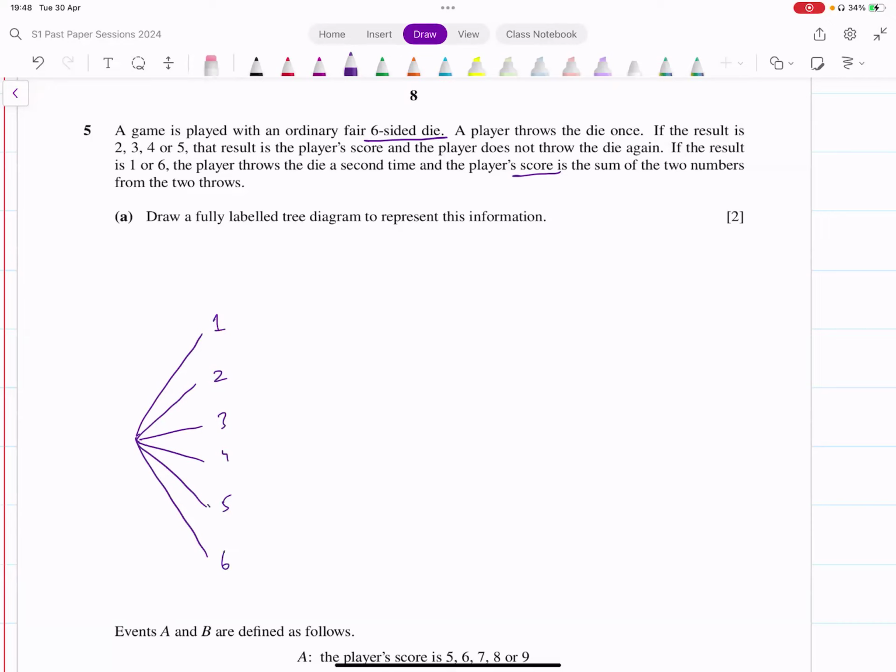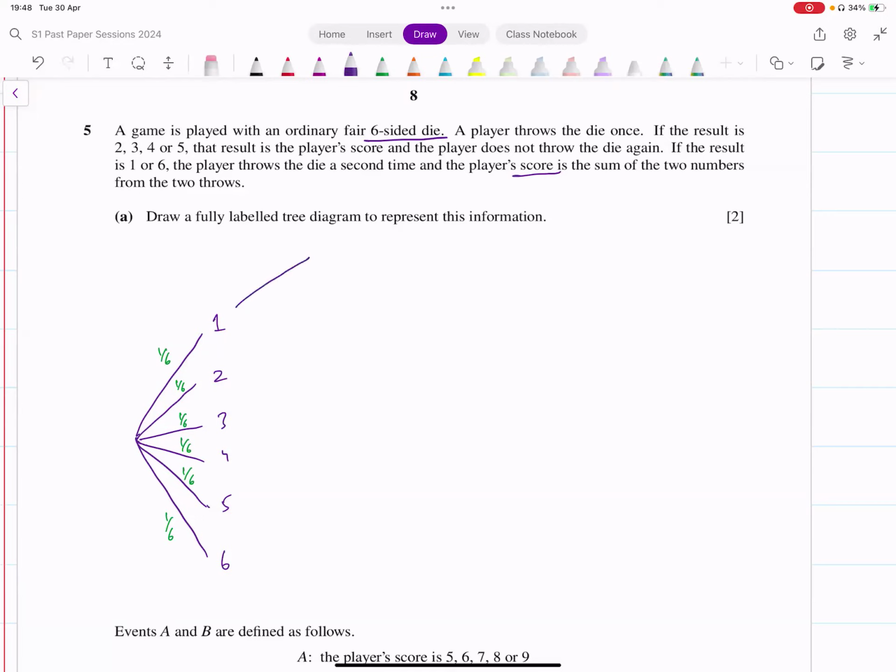What are the probabilities of getting each of these numbers? 1 over 6, 1 over 6, 1 over 6, 1 over 6, 1 over 6, and 1 over 6. Now, if that person gets 2, 3, 4, or 5, the game stops there. The game does not go on, right? He does not throw a second die. But if he gets 1 or 6, he throws the die a second time. So he throws it again.